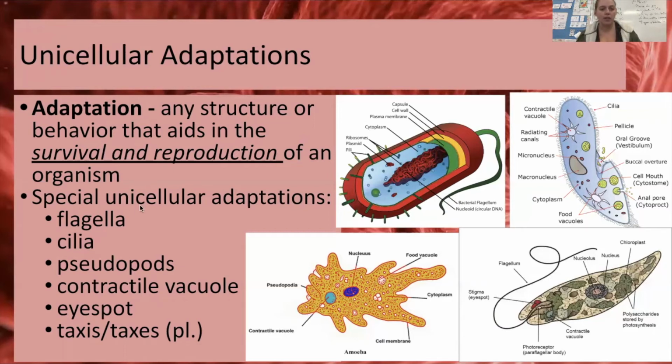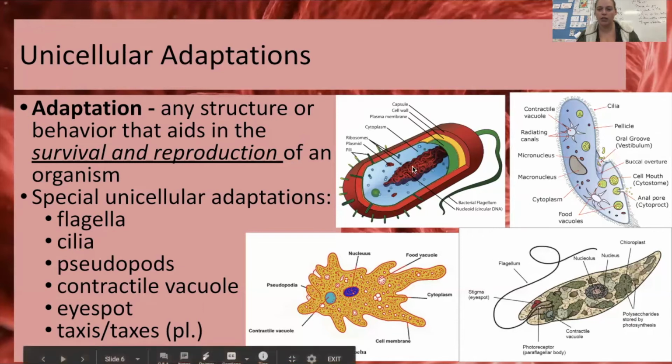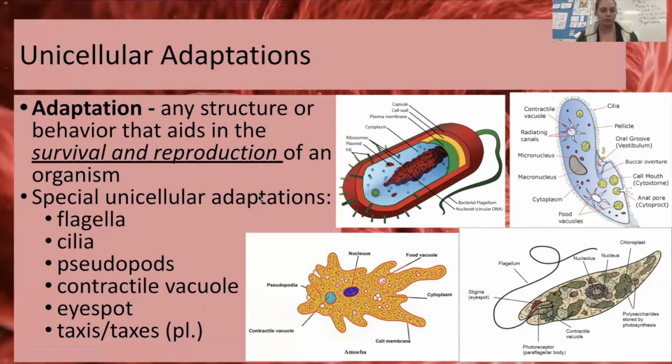So we have some special unicellular adaptations we're going to look at. Flagella, which are these long tails that you see on the bacteria and this Euglena here. And these long tails are different between eukaryotes and prokaryotes. They're constructed differently, but we're not going to worry about that for the sake of this class.